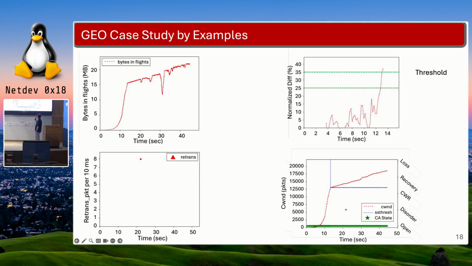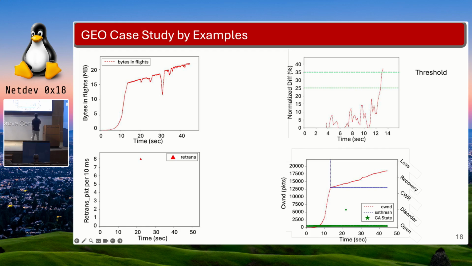Between time 12 and time 14, during the slow start, the normalized difference reaches the threshold. It exits from the slow start. And the bottom graph is busy. The x-axis is the time, the y-axis is the congestion window size. It's a report from the kernel.